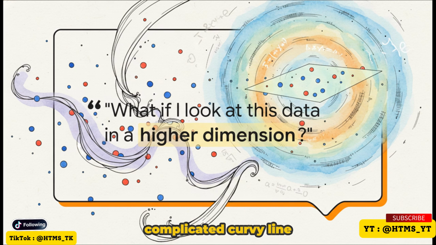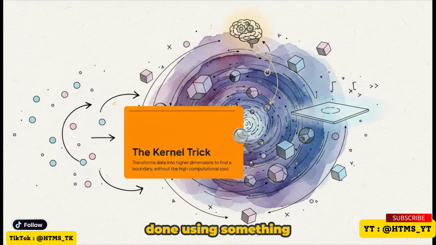Instead of trying to draw a complicated curvy line here in 2D, what if we could just look at this data from a different perspective? What if we could project it into a higher third dimension? Maybe up there, a simple flat sheet of paper could slice right between them. And this is done using something called the kernel trick. It's basically a mathematical shortcut, a super efficient function that lets the SVM figure out where that separating plane would be in a higher dimension without ever actually having to do the heavy lifting of calculating all those new coordinates. You get all the power of the higher dimension without the crushing computational cost. It's an incredibly slick solution.